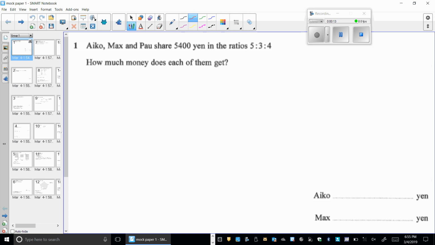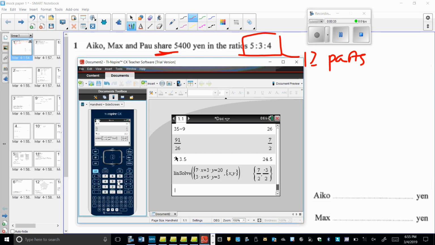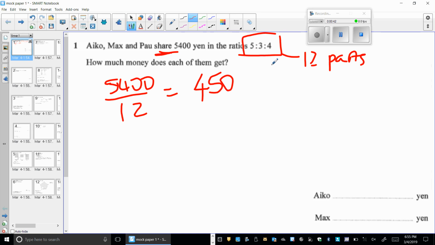Alright, so when we're sharing an amount in ratios, we need to know how many parts there are in total, so that makes 12 parts. 5,400 divided by 12 gives 450. That means that is 1 part.